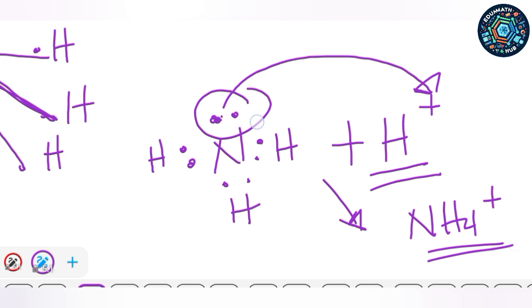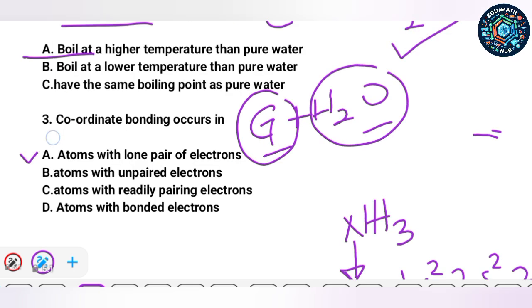So it occurs when you have an atom donating a lone pair. You can see these 2 electrons went to meet H+, which is the proton. So the answer to that question is A. Occurs in atoms with lone pair of electrons, as you can see in what we had in nitrogen just now.